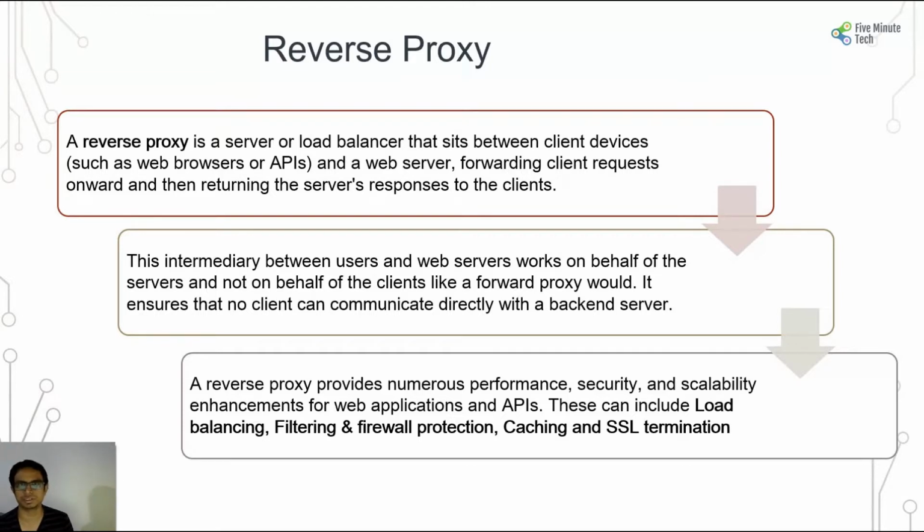So forward proxy is a different concept, and it ensures that no client can communicate directly with a backend server. A reverse proxy provides numerous performance benefits and security and scalability enhancements for the web application and APIs. Now these are some of the features which it provides: load balancing, filtering and firewall protection, caching and SSL termination.